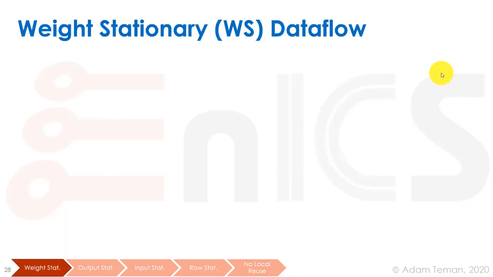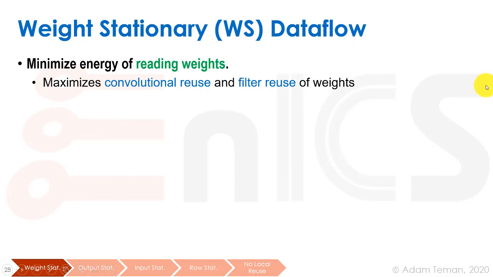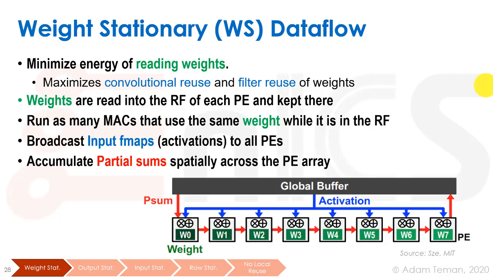So let's start with the weight stationary data flow. Weight stationary is going to try to minimize the energy of reading weights, which means we're going to try to maximize the convolutional reuse and filter reuse of weights. How does that work? Weights are read into the register file of each PE and kept there, as you can see here. We're going to run as many MACs as possible that are using the same weights while they're stored in the register file before changing them out.